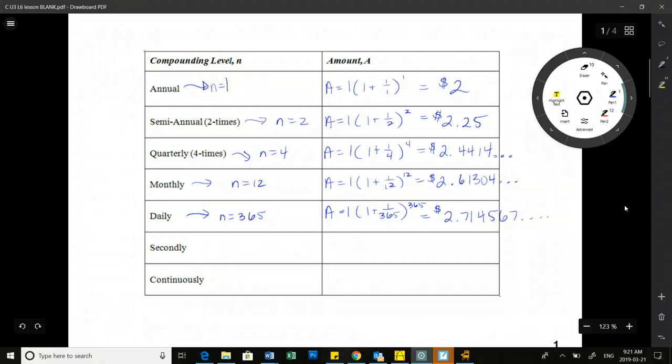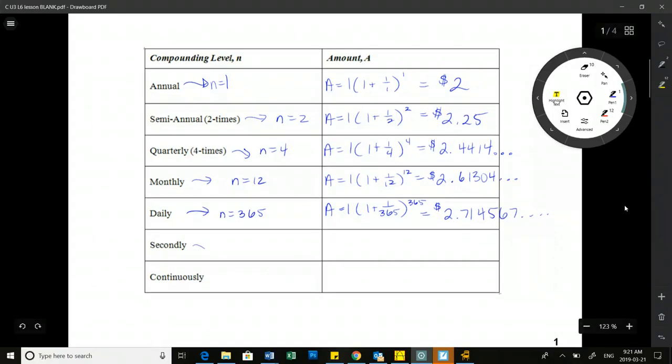Okay. Secondly, how many seconds in a year? We need to calculate that. 1, 5, 36. The 8. To the 8? Yeah. Times 10 to the 8. Let's get the actual number. 31 million. 31.5 million. I want, exactly? 31.536 million.